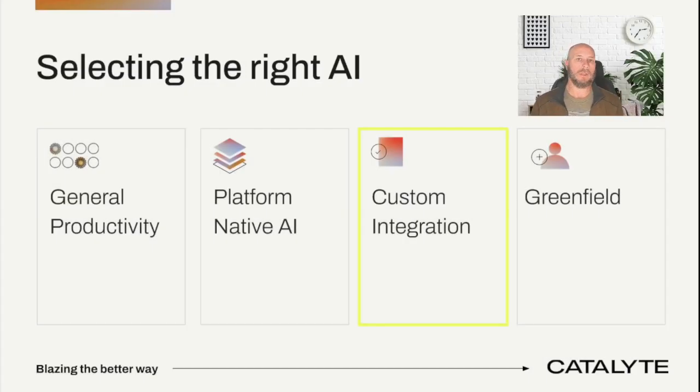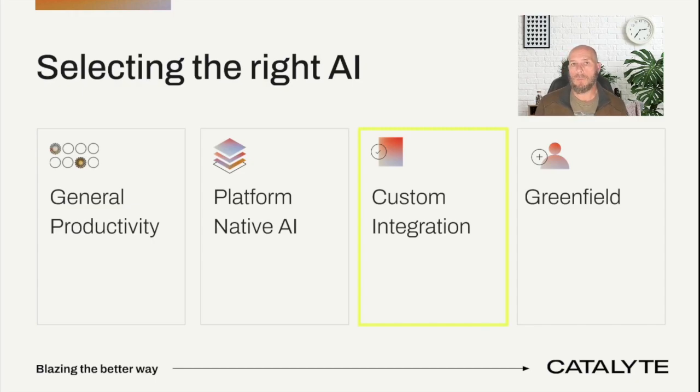So custom integration is building AI capabilities externally that reach into your line of business systems or other applications that you have. And this is a good way to do small scale, narrowly tailored AI against your business processes and business systems, and gives you the ability to do so without binding yourself to the costs and limitations and potentially risks of platform native AI.